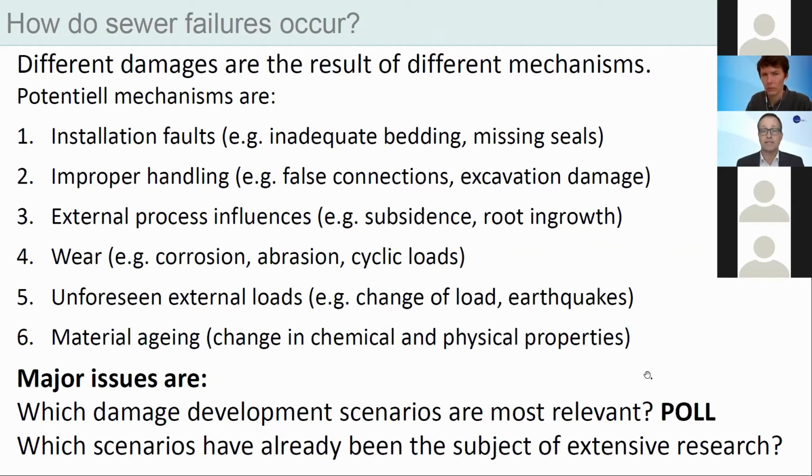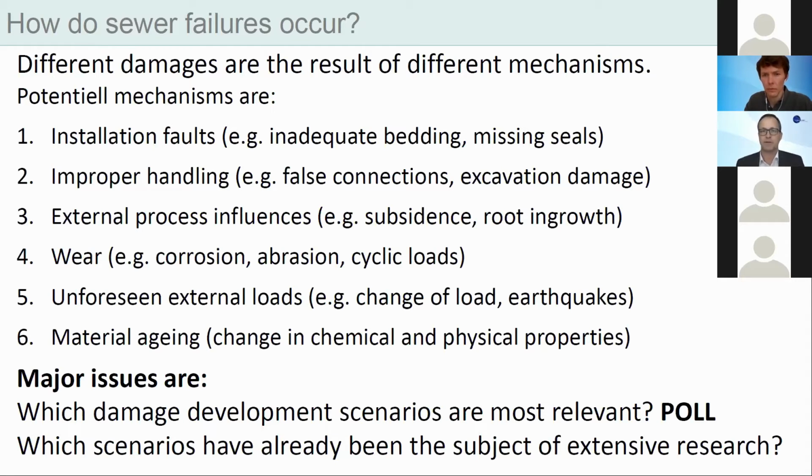So with this in mind, here's my question to you. How do sewer failures occur? Of course, we already know that there are very different mechanisms. I have summarized them in this list as examples. My question to you now is, which of these damage development scenarios are particularly relevant?